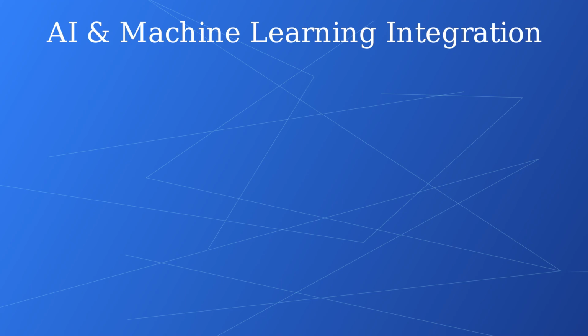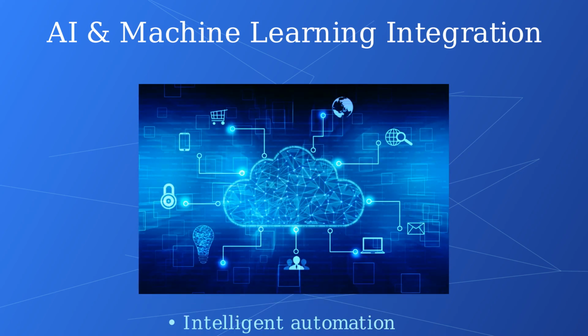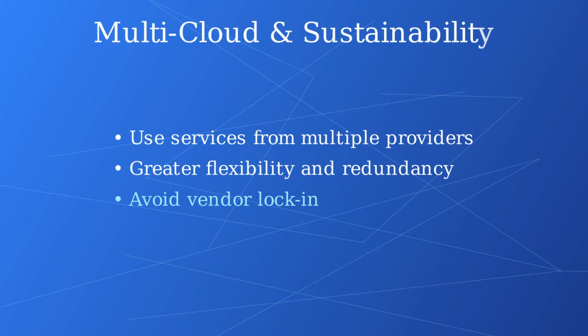Another important trend is the integration of artificial intelligence and machine learning capabilities into cloud services. Cloud providers now offer pre-built AI services that you can integrate into your applications. These AI capabilities enable intelligent automation, predictive analytics, and personalized user experiences. Services like Amazon SageMaker, Google Cloud AI, and Azure Cognitive Services make it easier to implement AI features without deep expertise in data science.